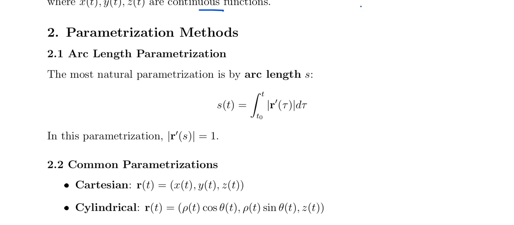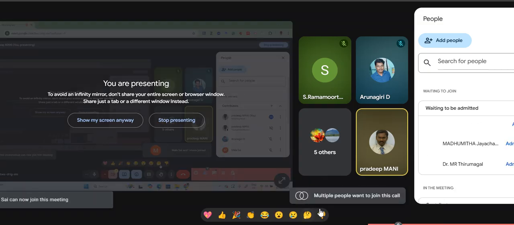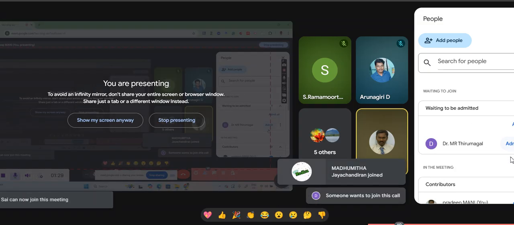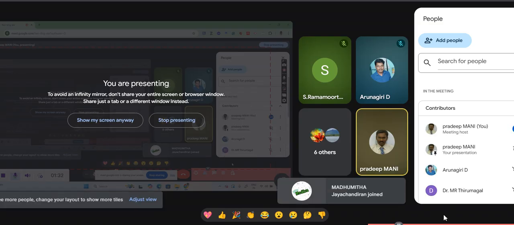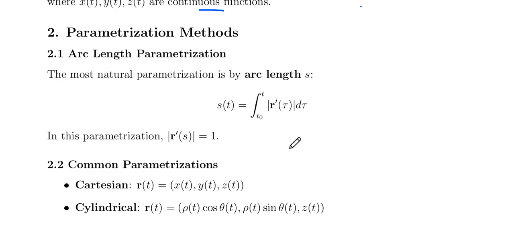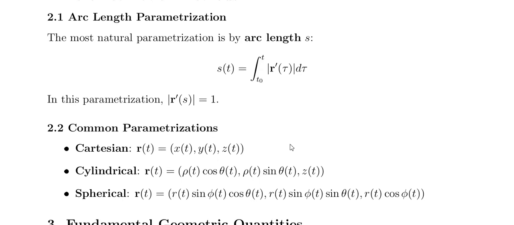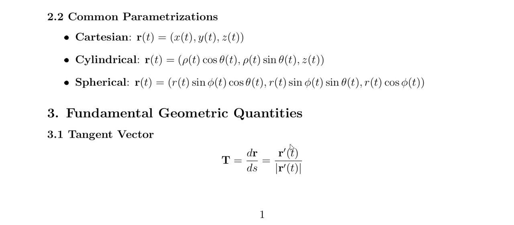That is the arc length formula. The arc length we already discussed: s of t equal to the integral from t naught to t of modulus of r dash of tau dt. Okay, that is called the arc length, and the modulus of r dash of s is equivalent to 1. And this is the Cartesian parametric form, that is r of t equal to, very important, x of t, y of t, z of t.